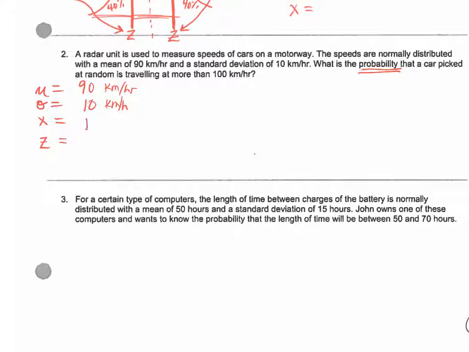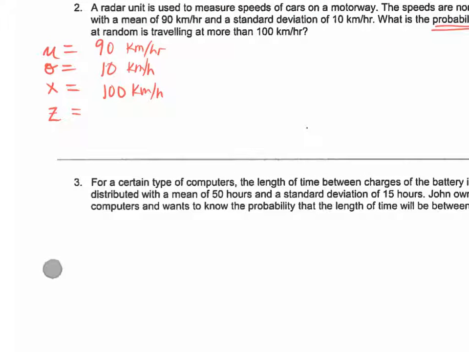Good. The x is your context. So 100 kilometers per hour. Now, the other thing, we obviously don't have a z-score, but I do have mean, standard deviation, and x. So which way could I get a z-score on this problem? With your formula, x minus the mean over the standard deviation.